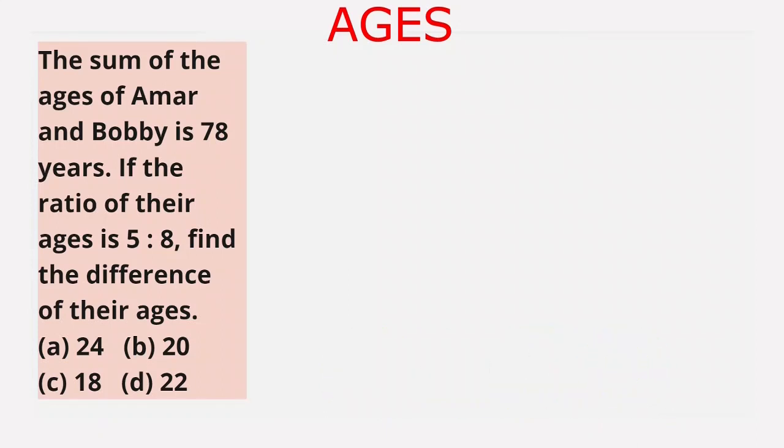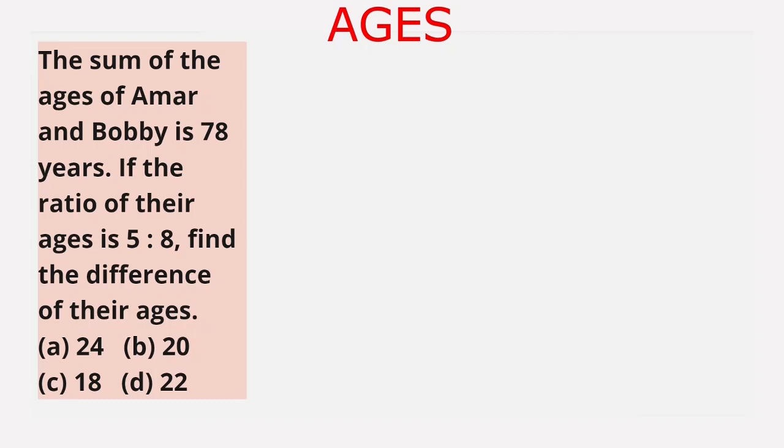We can solve this question orally. The sum of the ages of Amar and Bobby is 78, and their ratio is 5:8. The sum of their ratio comes out to be 5 plus 8 is 13. 13 divides 78 for 6 times. Therefore 1 part equals 6.